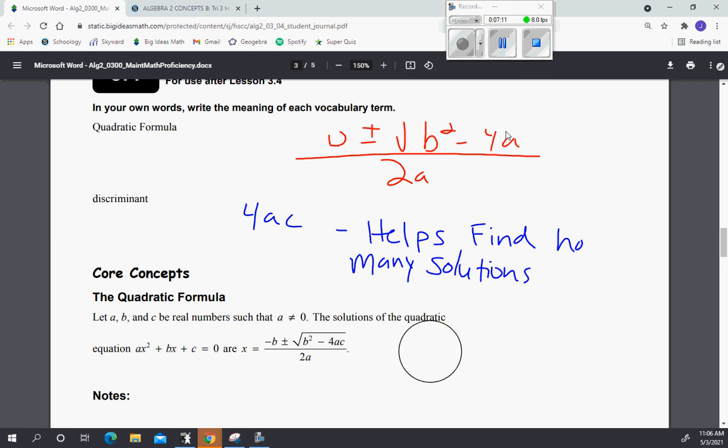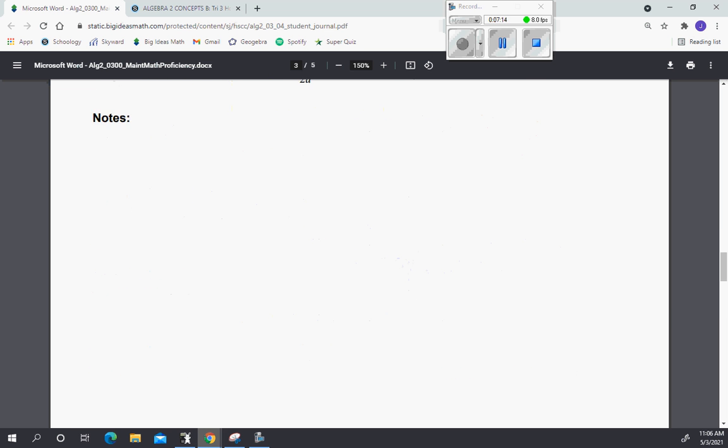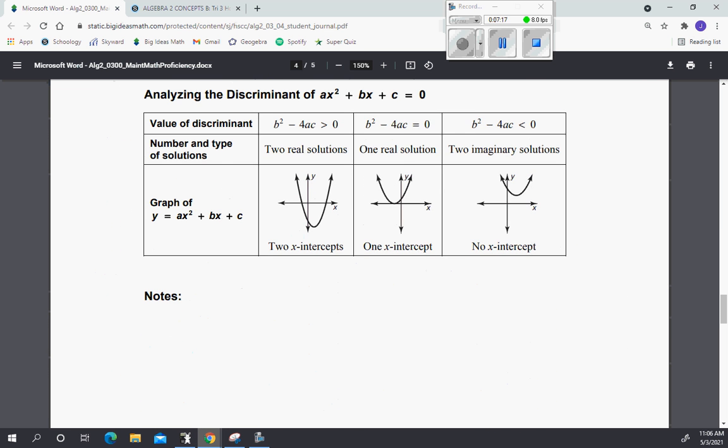So, down here, here's our discriminant. If we get b squared minus 4ac and that's greater than 0, then we have 2 real solutions. Right there and right there, right? It crosses the x-axis twice. If b squared minus 4ac is equal to 0, then we only have 1 solution. And if b squared minus 4ac is less than 0, we have imaginary solutions. So no real solutions, just imaginary solutions.